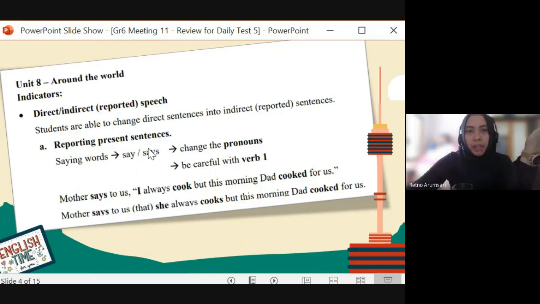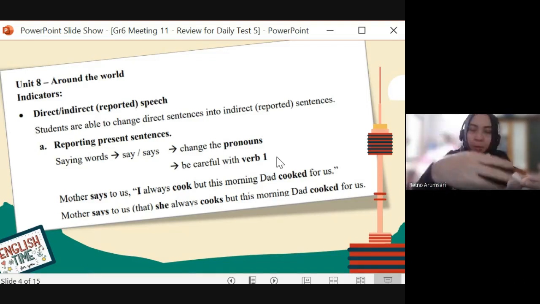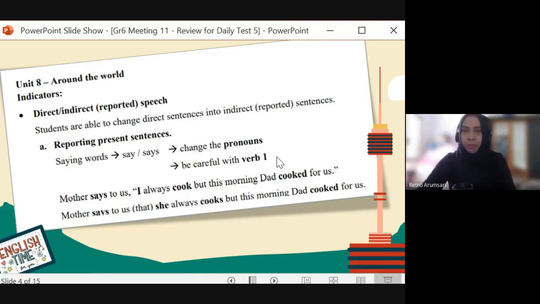All right. It means when you see say or says, you need to find the pronouns and change the pronouns accordingly. And you have to be careful if the verb that you see in the direct sentence is a verb one. If you see a verb one, it means that you have to make the verb agree with the subject. Remember that. That's your lesson in grade 4.